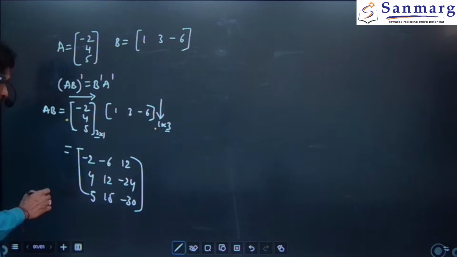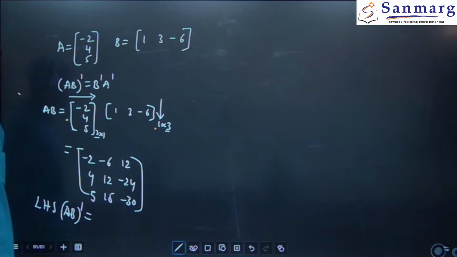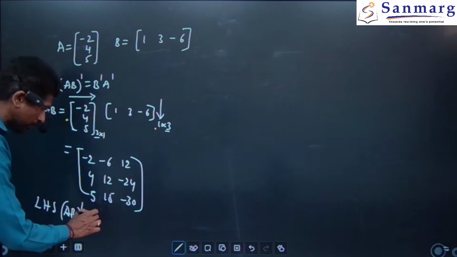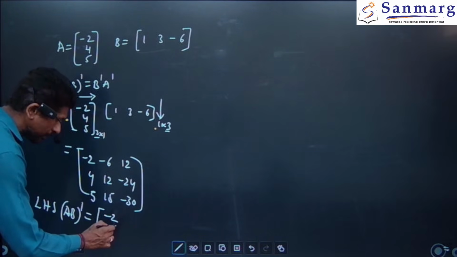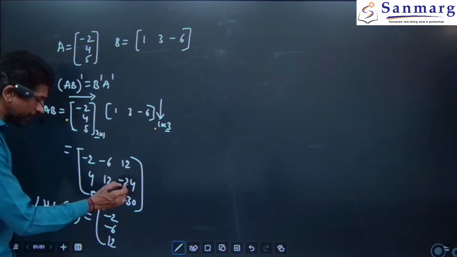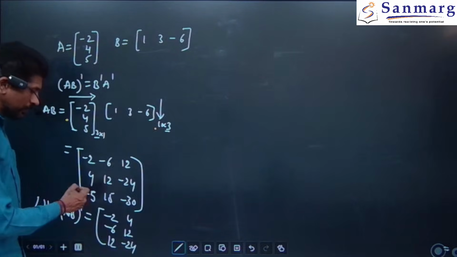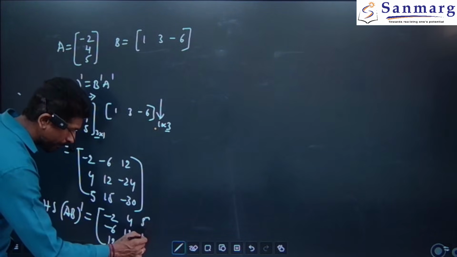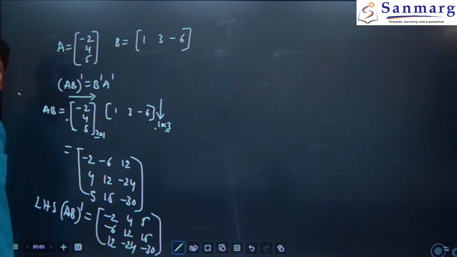But the LHS comes now. LHS is they are given as (AB) whole dash now. (AB) whole dash is nothing but transposing the rows into columns and columns into rows. Automatically that is the transpose of the matrix. The first row is minus 2, minus 6, 12 now. First row becomes first column. Second row means 4, 12, minus 24 now. Third one is 5, 15, minus 30 is the third column now. So this is the LHS part now.